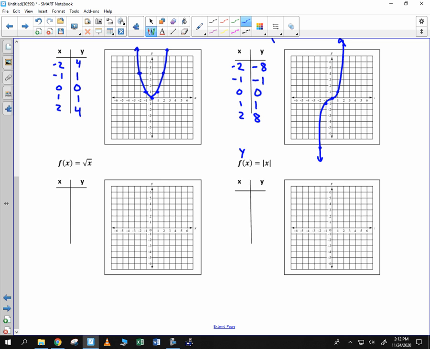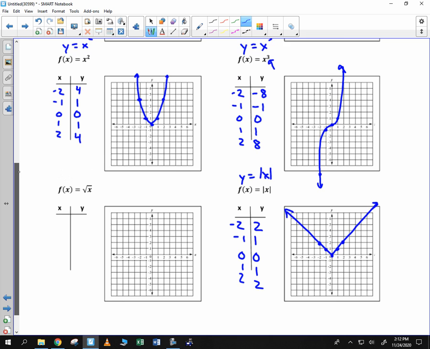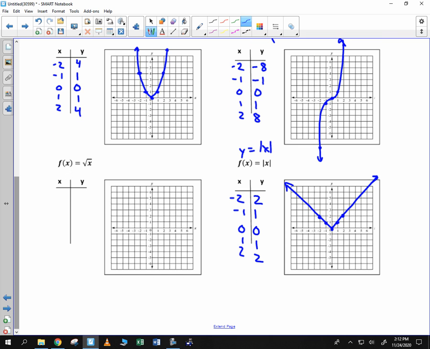We're going to do this one first. Y is equal to absolute value of x. So negative 2, negative 1, 0, 1, and 2. The absolute value of negative 2 is 2. The absolute value of negative 1 is 1. The absolute value of 0 is 0. The absolute value of 1 is 1. And the absolute value of 2 is 2. So if I plot these, I get a V shape. It's very similar to the parabola, only the parabola is curved. This absolute value function has a V shape to it.